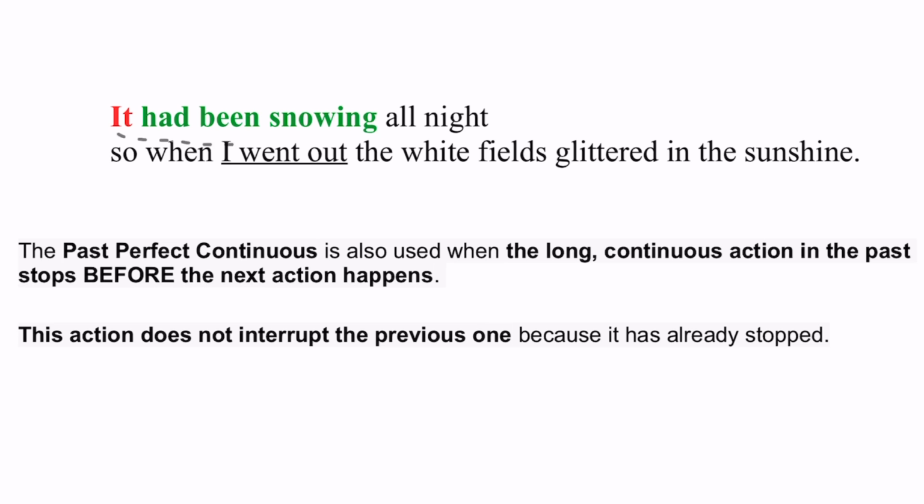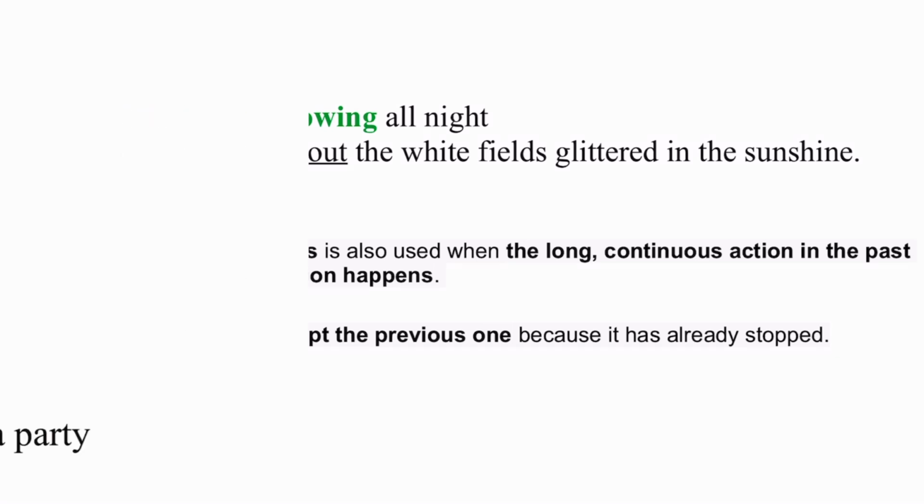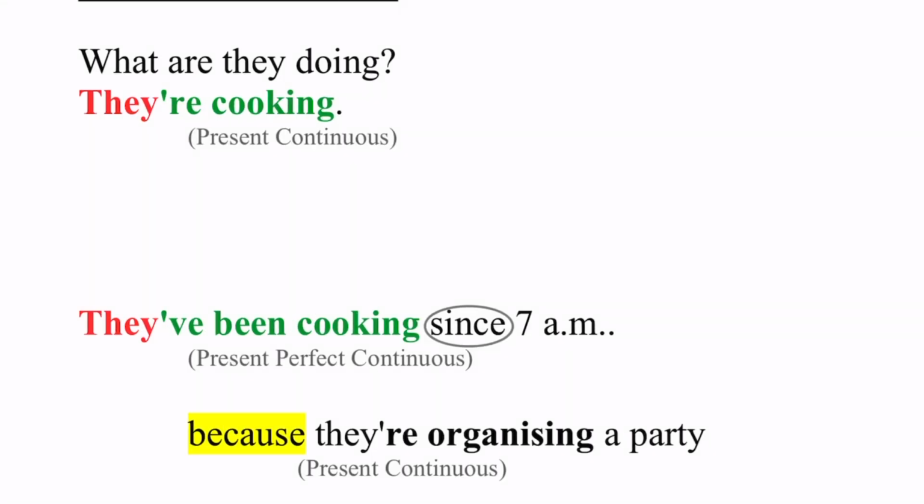So it had been snowing all night was a continuous action before the next action happened, which is I went out. And I went out didn't stop the snow because it had already stopped on its own, and then I went out. So this is another use of the past perfect continuous. Now let's look at these stories to clarify.